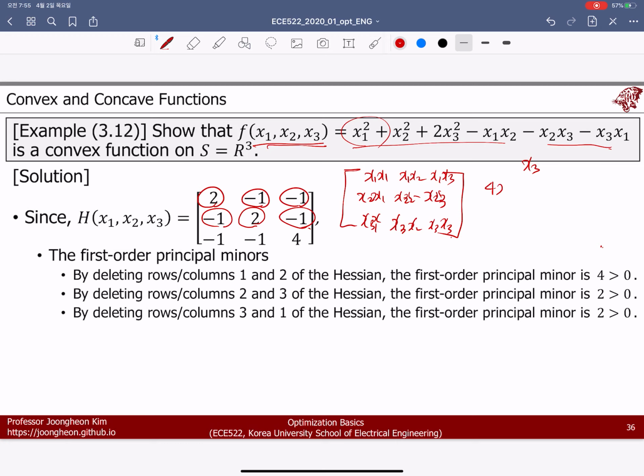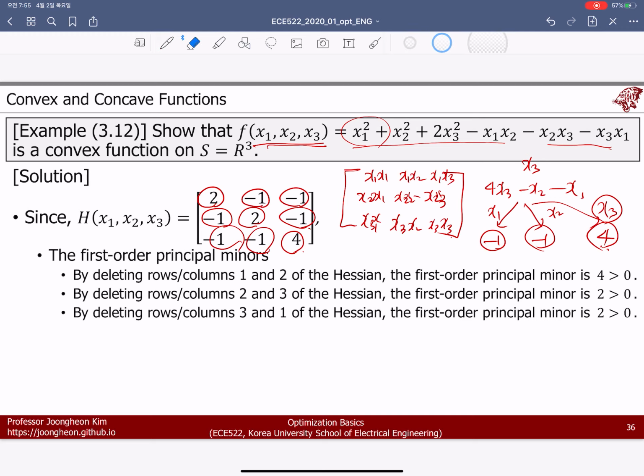It becomes 4x3 minus x2 minus x1. And then when you want to do the derivation with x sub 1, it becomes minus 1. When you want to do the derivation with x sub 2, it becomes minus 1. When you want to do the derivation with x sub 3, it becomes 4. Minus 1, 4. Okay?